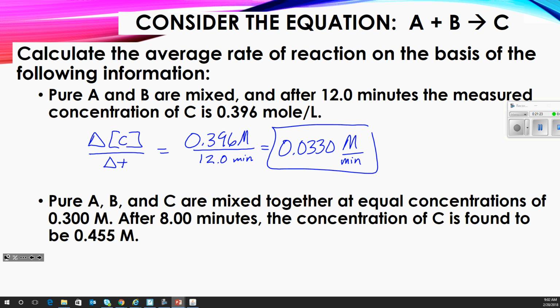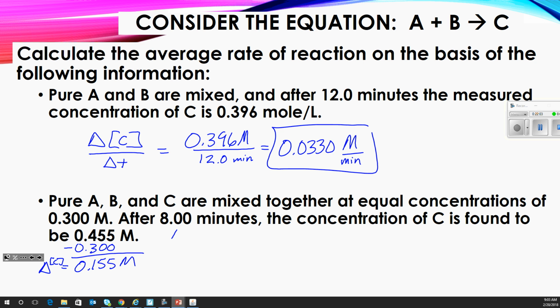So here on the next one we have pure A, B, and C mixed together at equal concentrations of 0.3 molar. After 8 minutes, the concentration of C is found to be this. So we can see that C increased, right? So we need to find the change in C. So we're basically going to take the 0.0455 and subtract 300, and we get 0.155 molar. That's equal to our change in concentration of C. Is everybody okay with that? Then to find the rate, what do we need to do?